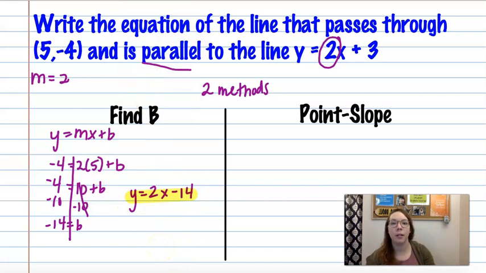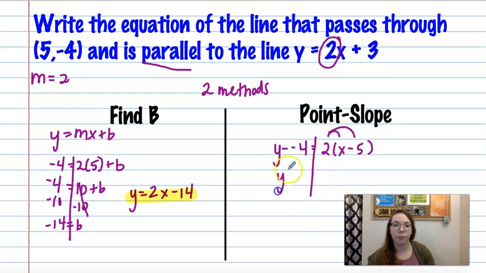The other is using point slope form because we were given a point and our slope. So point slope form, I would have y minus -4 equals 2 times x minus 5. And then I just need to isolate my y here. So I'm going to distribute. I'm adding the opposite here.